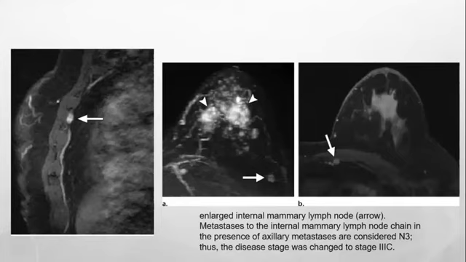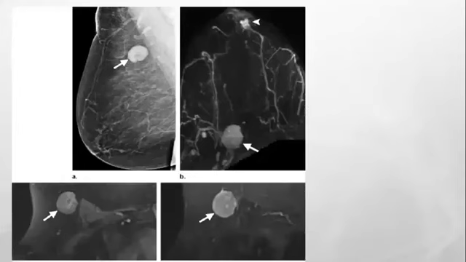So in large lymph nodes, they mention that metastasis to the internal mammary lymph node, in the presence of axillary, they consider it N3, and it will change the stage to stage 3C. Okay. What about this case? The lymph node here is very large, and look at the lesion itself, very small.